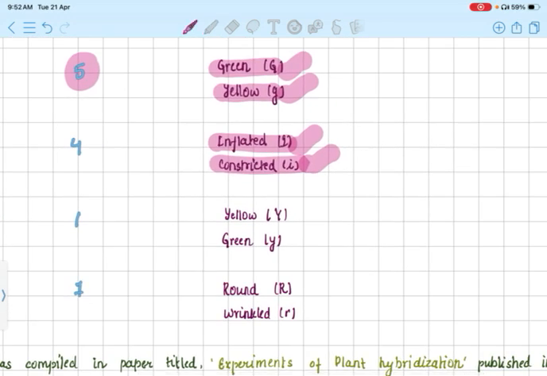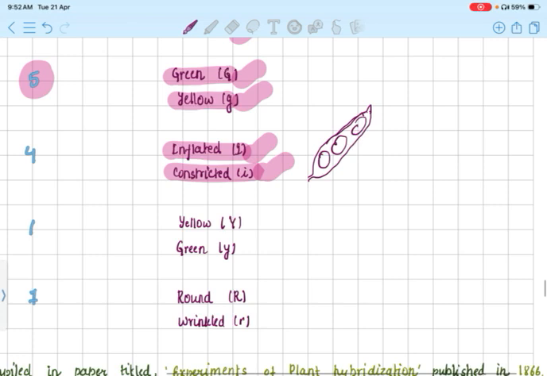Inflated means a nice looking pod like this. This is a nice looking pod in which seeds are present. This is the inflated one. Now the constricted one means like this. Here the seeds are present, and the pod is like this. This is the constricted one.